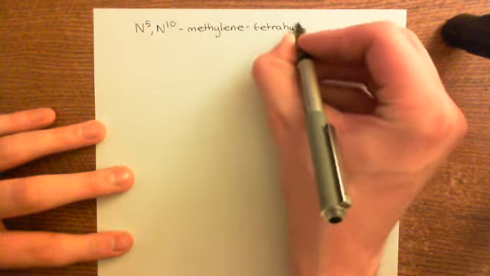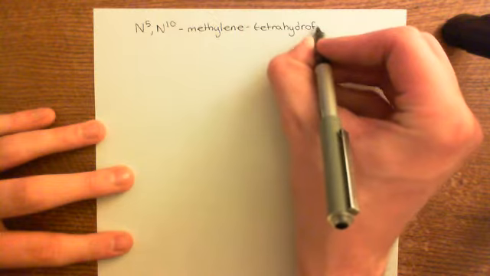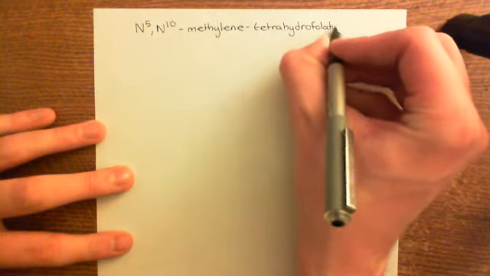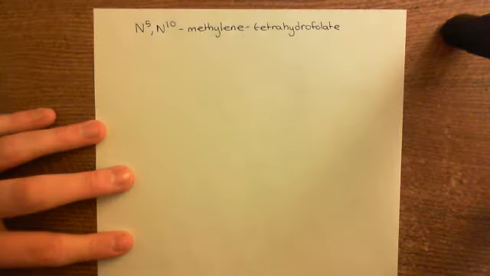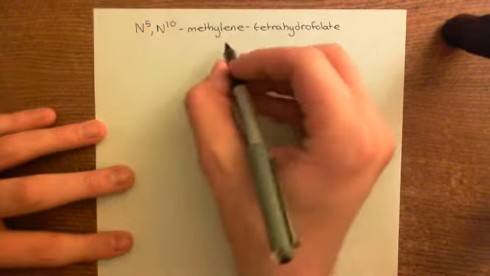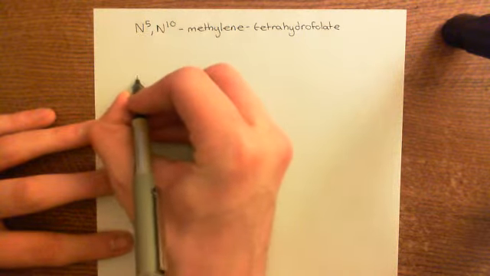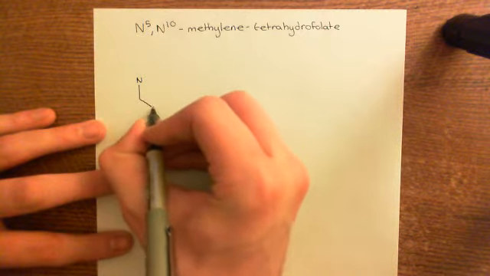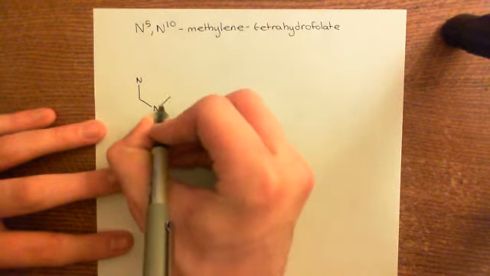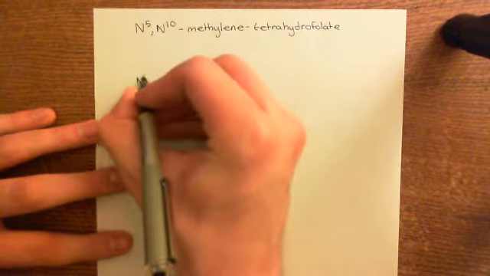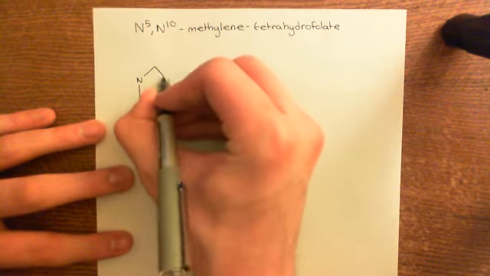Tetrahydrofolate, and this is the final thing that we're going to need. So N5,N10 tetrahydrofolate. Oh, sorry, N5,N10 methylene tetrahydrofolate. So we start off again with our pyrimidine ring over here, with these 2 nitrogens like so, and these 4 carbons.